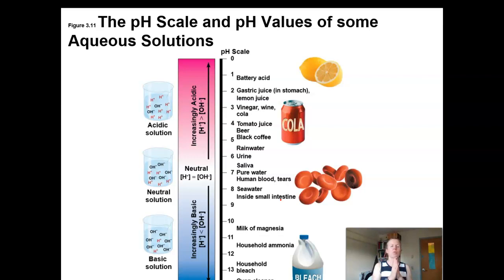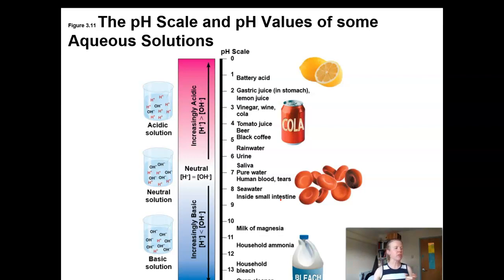Okay, so real quick, something that is an acid is willing to donate hydrogens into a solution. Something that we refer to as a base is willing to accept those hydrogens.